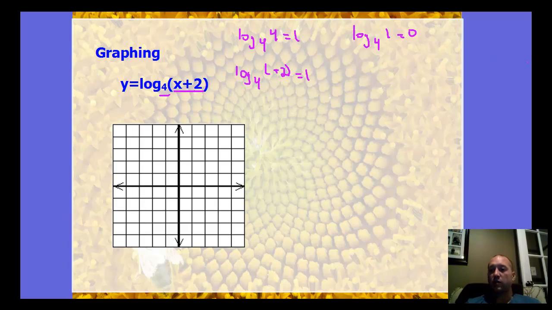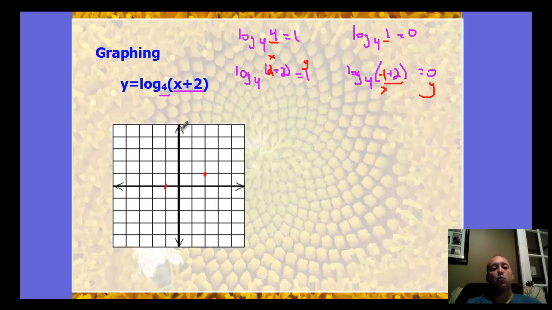So what can our x value be? It has to equal 4. So it's got to be a 2 value. So now I have my point x comma y, 2, 1. So this is log base 4 of our parenthesis, we have the plus 2 in it, equals 0. And we need this parenthesis here to equal 1, so this has got to be negative 1. So our point is negative 1, 0.